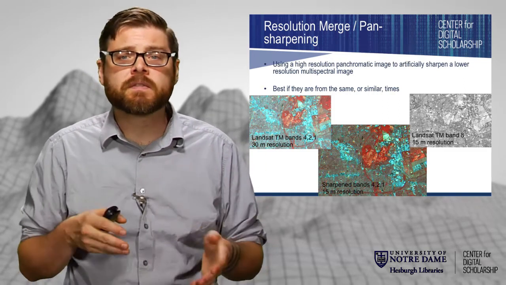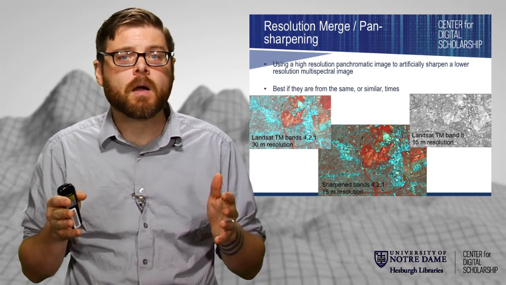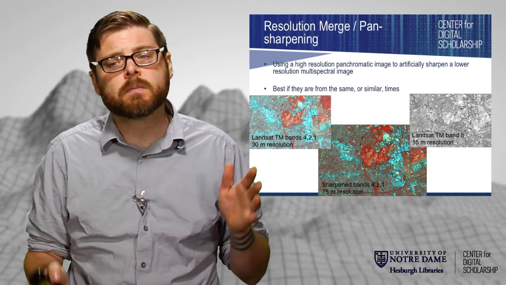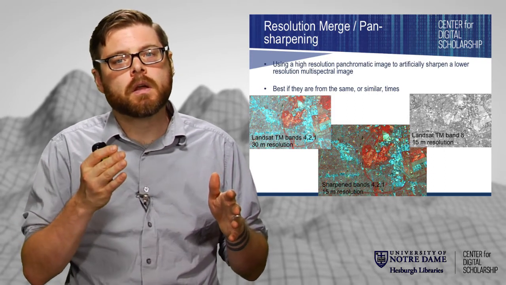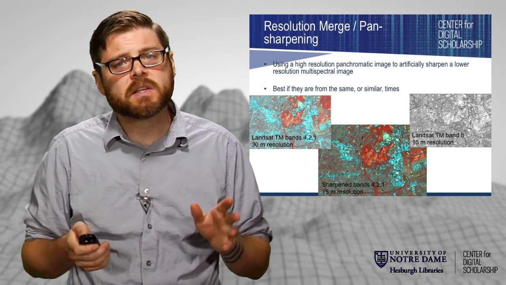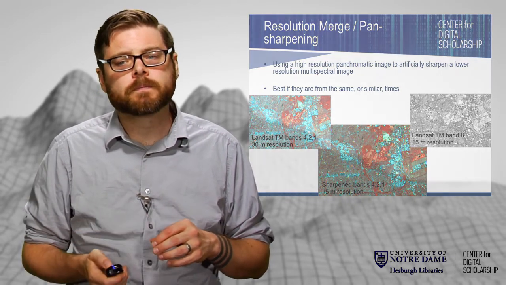Now this really only works if they're from about the same time or exactly the same time. A lot of the satellites will have a panchromatic band that can be used to artificially sharpen the multispectral data that comes from it. So this is a pretty common task, and it's something that we're going to work with a little bit here.